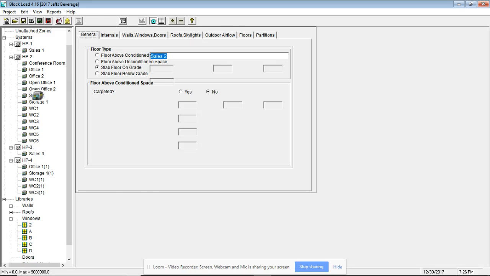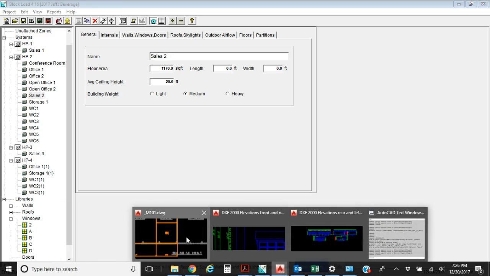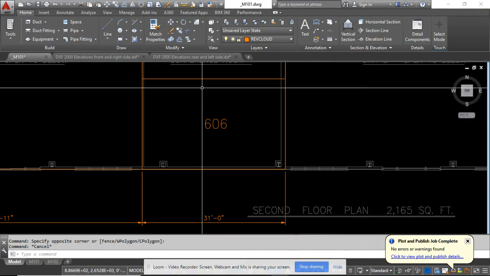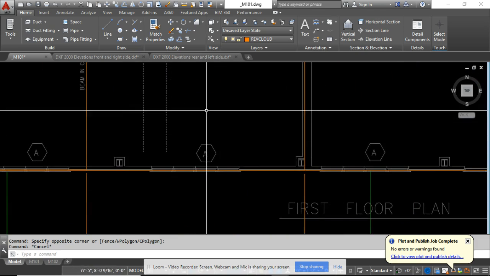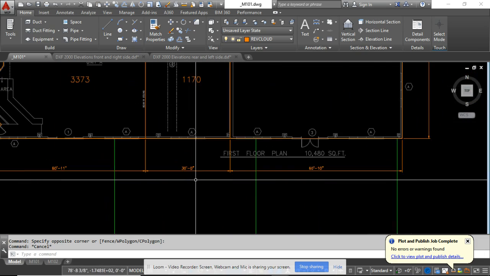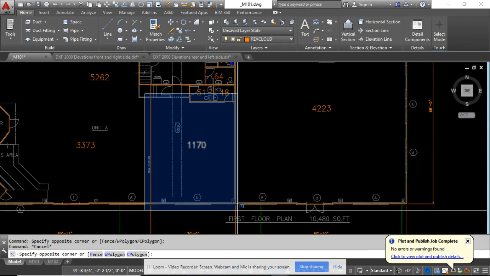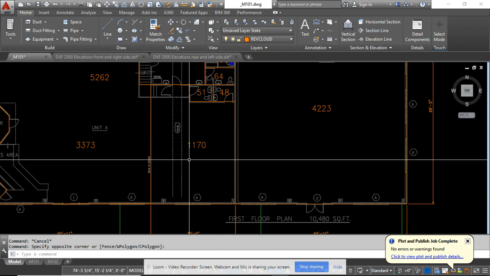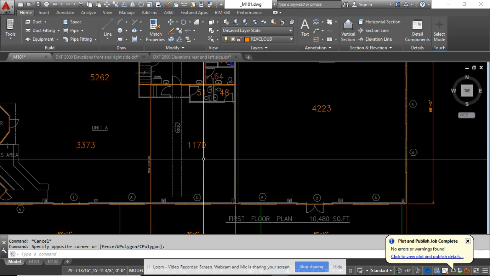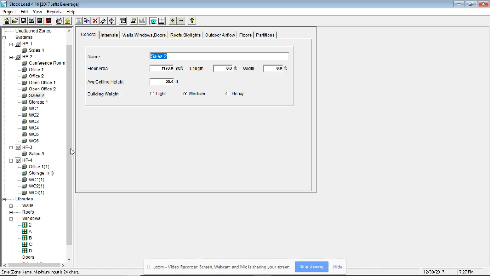Sales number 2. Okay, that's the little tricky retail part. Sales number 2 is on the first floor. It's 1,170 square feet. It has one wall facing northwest that's 30 feet long, and it has one window type A. Sales number 2 is this little area here. It has a floor, but it doesn't have an exterior exposure above, so it has no roof. So let's take a look at that real quick.